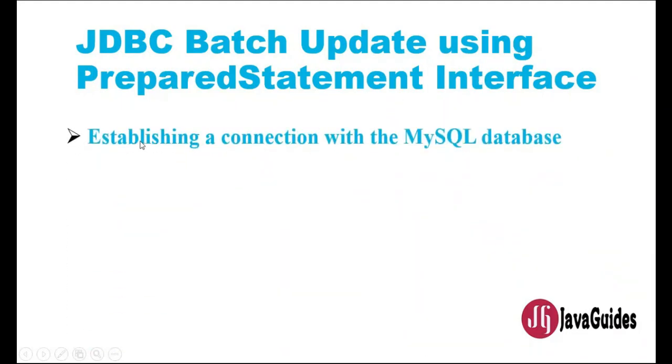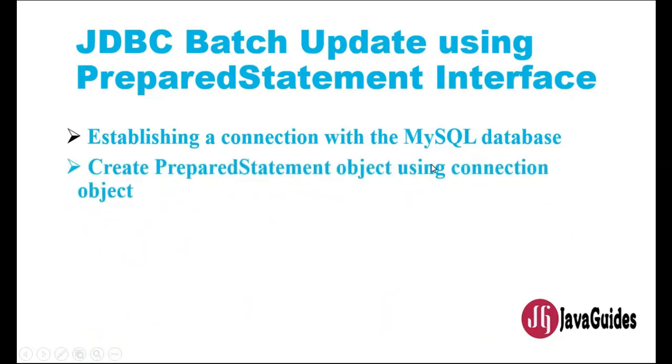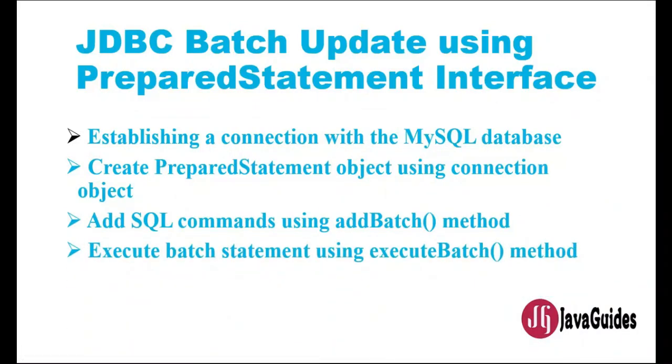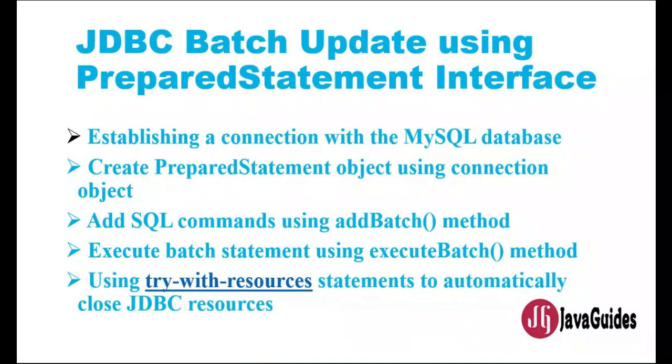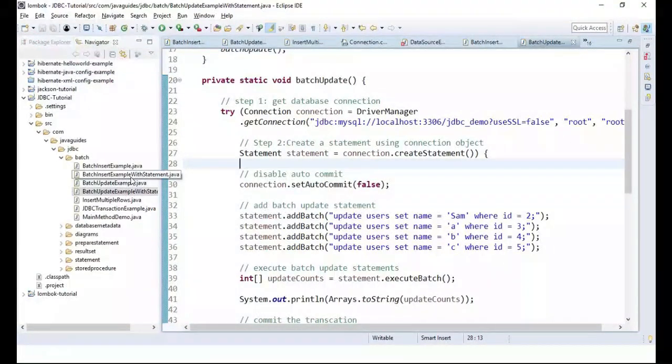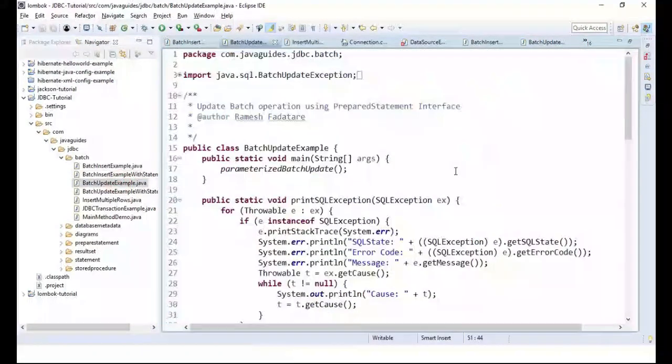So similar steps we need to follow. First we need to establish a connection with the MySQL database, then we need to create a PreparedStatement object using the connection object, and then we need to add SQL commands or statements using the addBatch method, and we execute the batch. We basically use a try-with-resources statement to automatically close the JDBC resources.